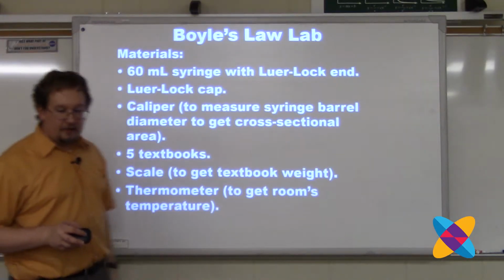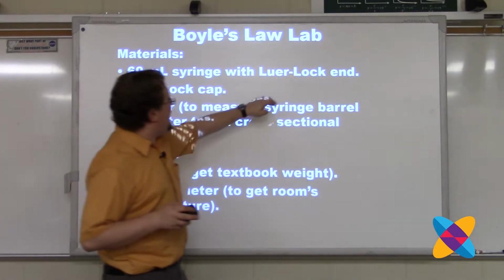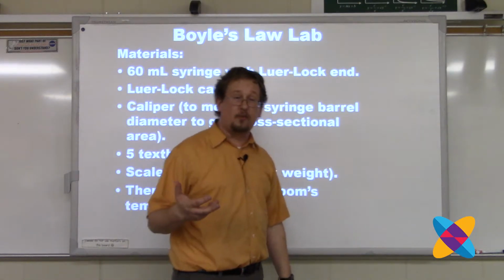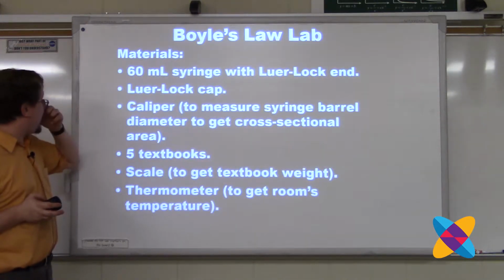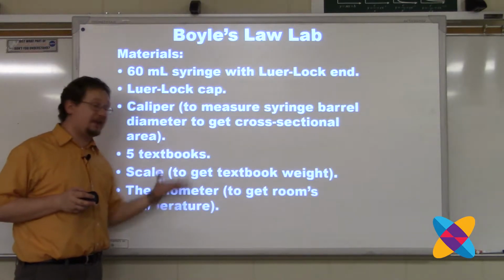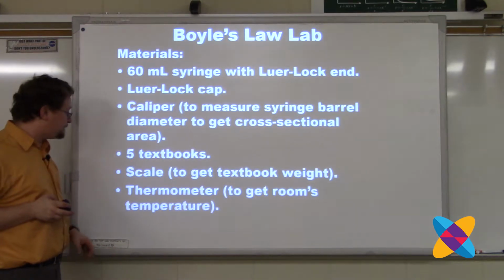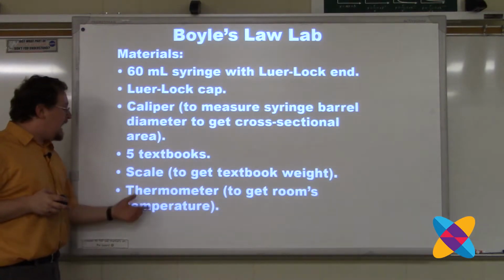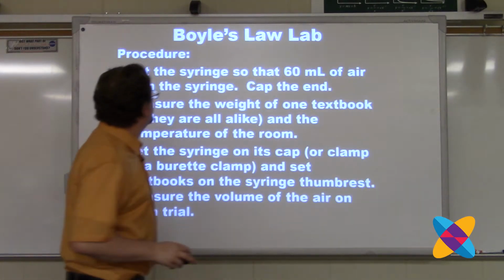Okay, materials: a 60 milliliter syringe, you'll see it in a moment. It has to have a special end called a Luer-Lock end, and they can hopefully be sold with Luer-Lock caps that you can screw onto the end, okay? So make sure you have one of those caps. Calipers, you need to measure the barrel of the syringe or its diameter to get its cross-sectional area. Gosh, you've got to get something heavy, 5 of them, and some kind of a scale to get the weight of your heavy things, and then just measure the room's temperature with a thermometer. I have a thermometer just on the wall in my classroom, so that's all good.